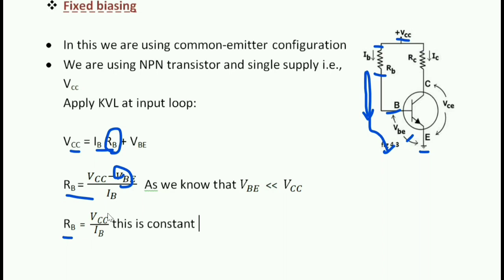We know that VCC is a constant voltage source that is provided for biasing, and IB is a constant current. That is, as RB and VCC are constant, IB will be the same. As VCC, the voltage source, and RB are constant values, IB will be constant.